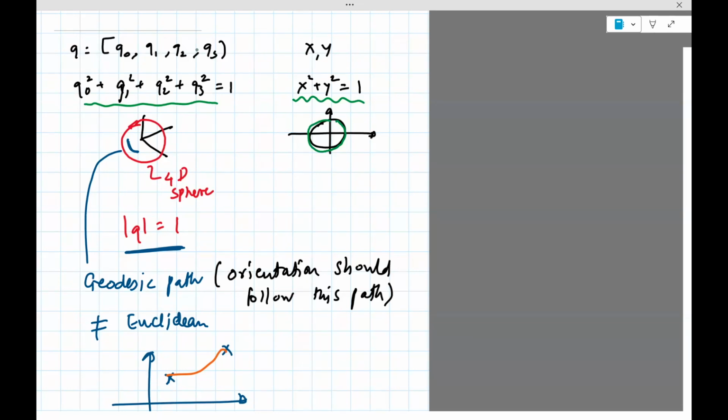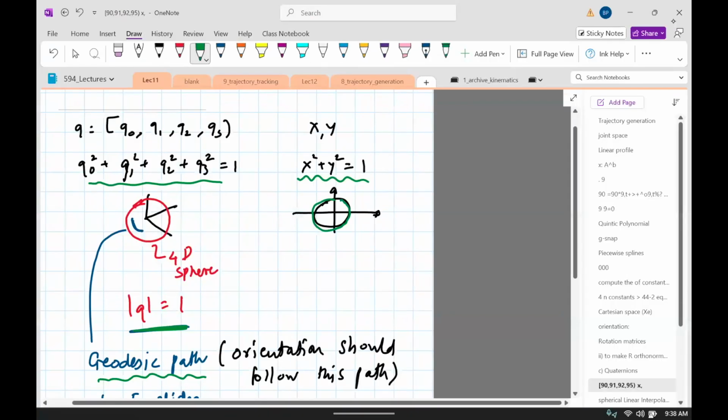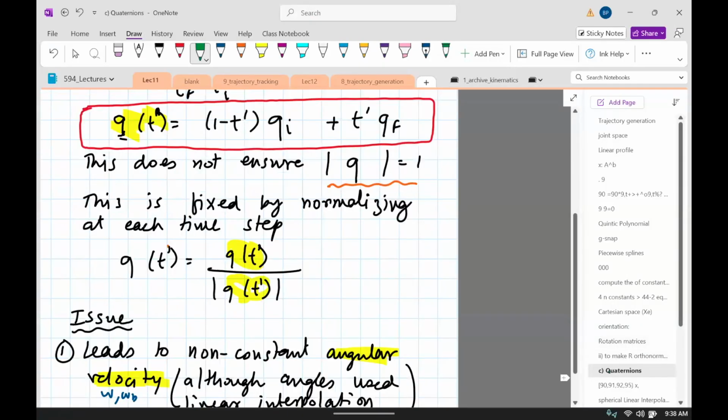It turns out that in Euclidean space, which we've talked about, x, y, z, you can go from any point to another point, and there's no constraints. But when you go on a curve, you need to follow certain relations. A geodesic is a path along a curve, and that path has to follow this relation. It has to ensure that the norm of q is 1. And it turns out that the approach we've used, the linear interpolation one, does not respect the geodesic path, and that's why you need to renormalize.